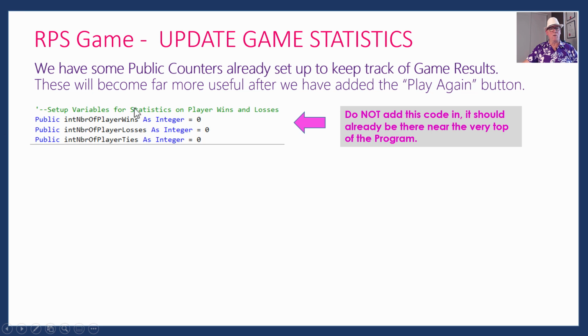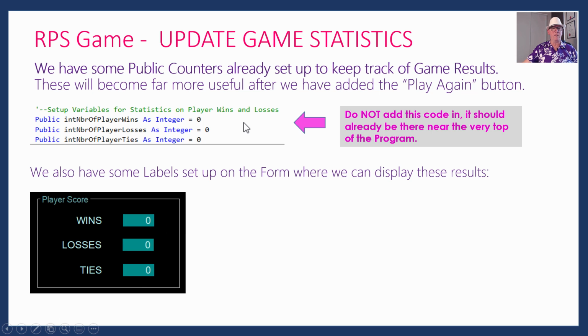So don't add this code. That should already be right up the top of your program, right under the public class form 1, in that area before the form 1 loads subroutine. It should have been put up there ages and ages ago when we first started the video.